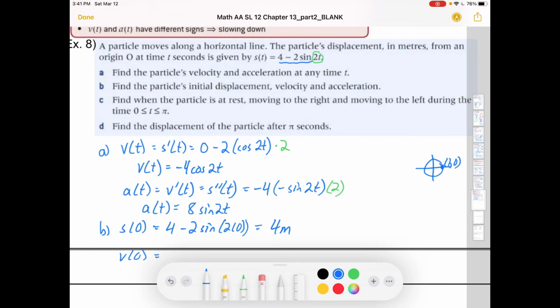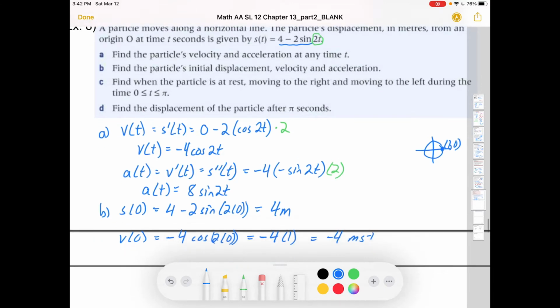Velocity at 0 would be negative 4 cos of 2 times 0. So careful here. The cosine of 0 is 1. That's negative 4 times 1, or negative 4 meters per second. And finally, the initial acceleration would be 8 times the sine of 2 times 0, which would be 0.